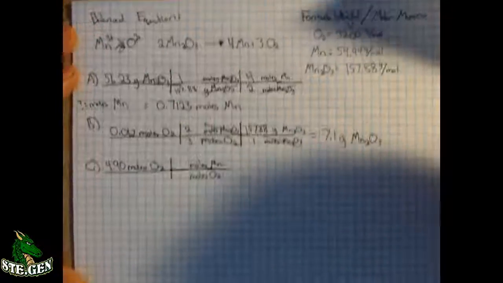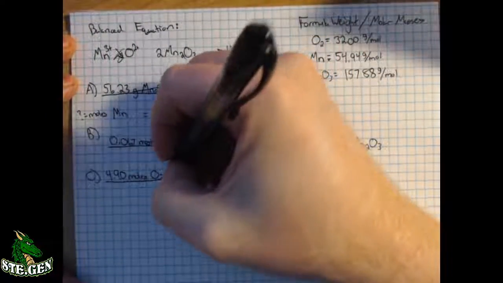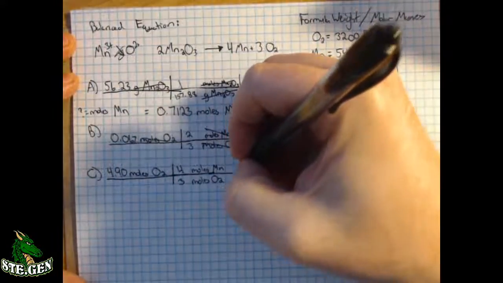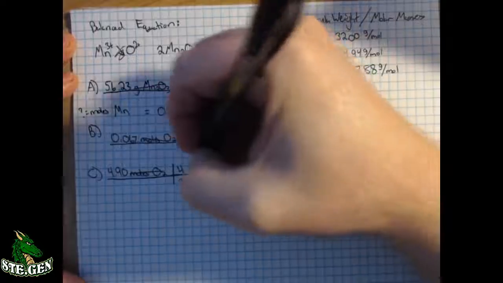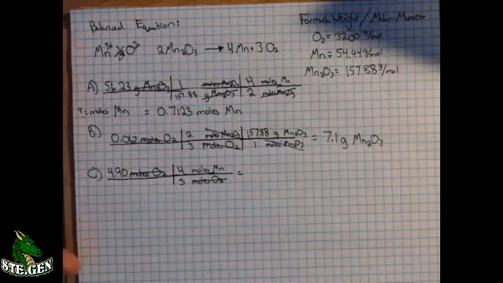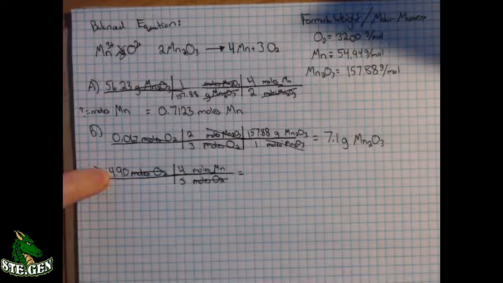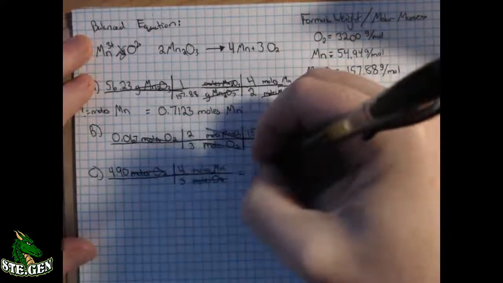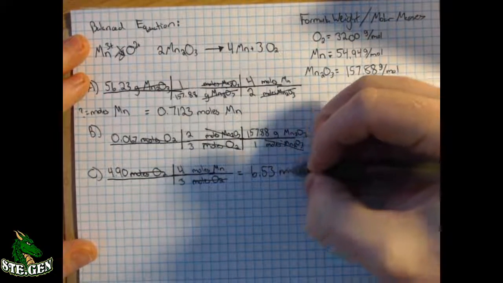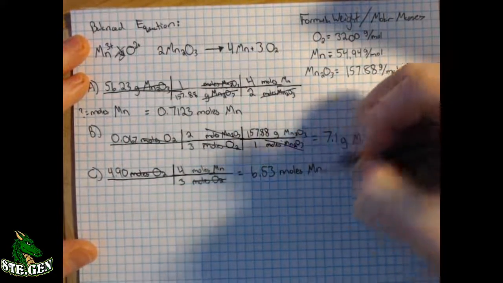And looking back at our equation, 4 moles of manganese are made for every 3 moles of oxygen that is made. Moles of O2 cancel. Moles of manganese is what is left. Plugging this into an answer that gives you 3 sig figs, you should get 6.53 moles of manganese.